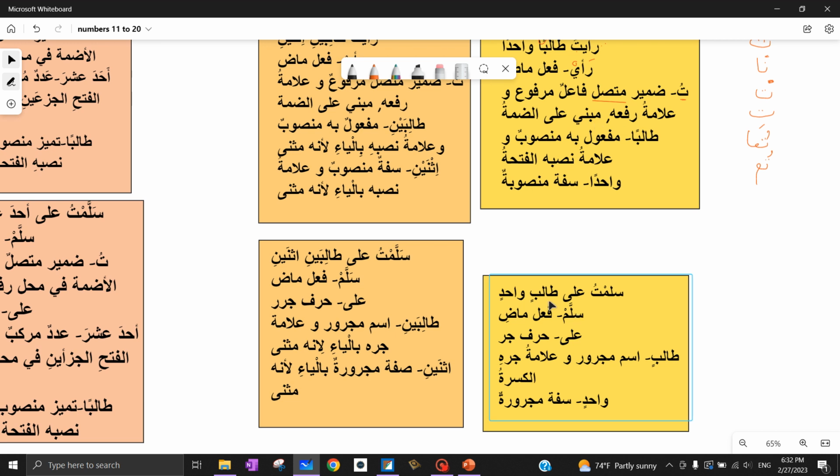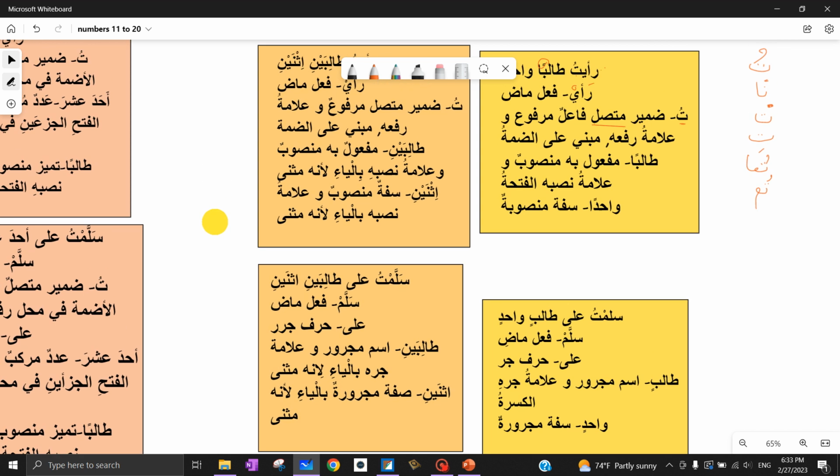What about ala? Harf jar. Talibin is majroor wa alamatu jarrihi al kasra. So you can see a kasra here because of the harf jar. And wahidin is sifatun majruratun. Now sifa is in majroor case, as sifa follows the noun in Arab also.